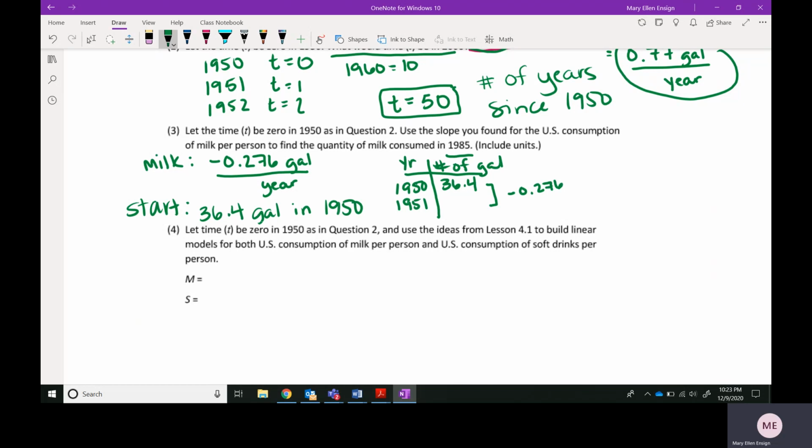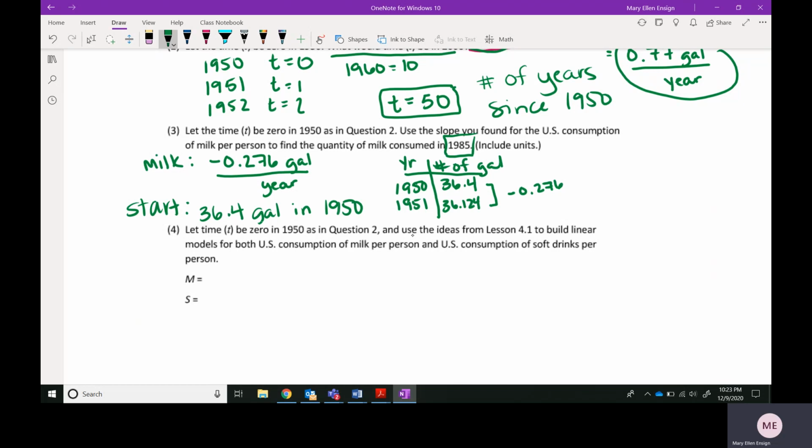So how would I know what the next year's number is? Well, I would take 36.4 and subtract 0.276. And I would get 36.124. Now, is this what it's asking us? No, but this gives us an idea, right? What if we had one in 1952, 1953, all the way up to 1985?